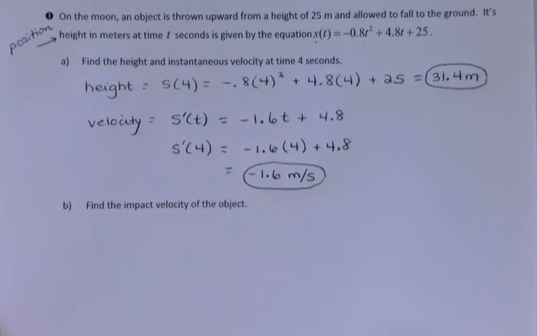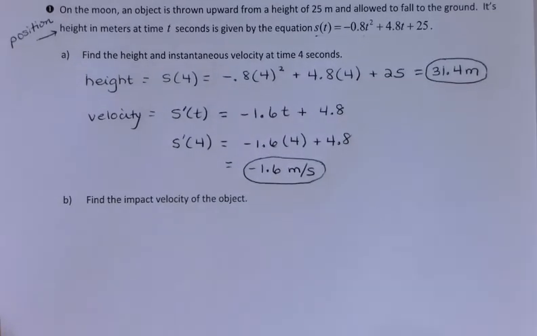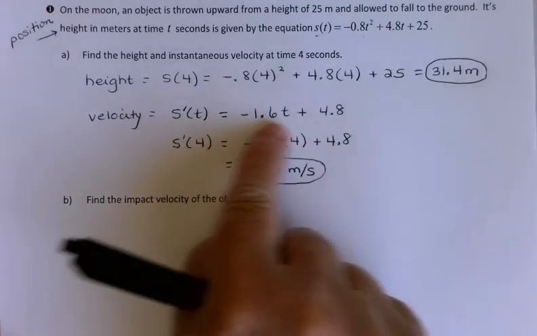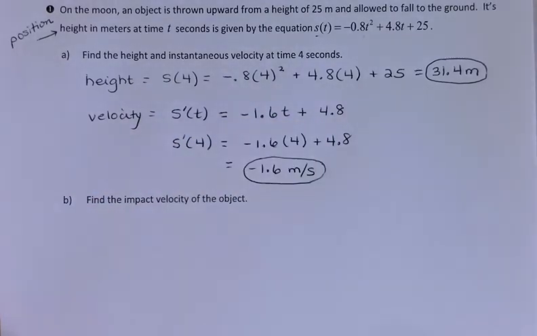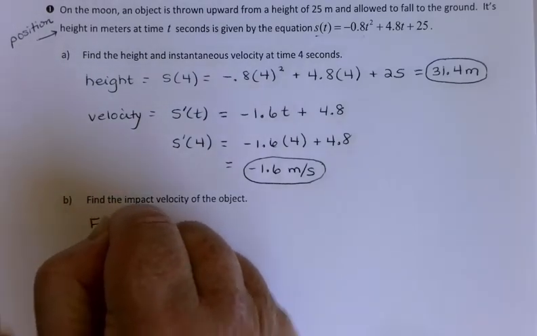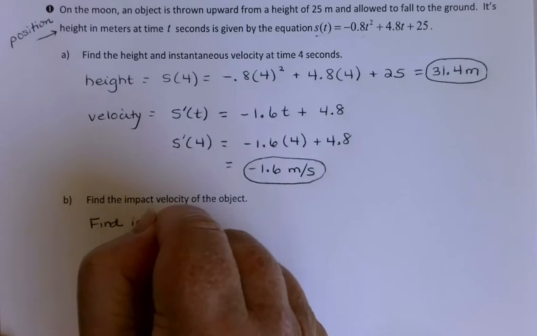All right, Part B, we're asked for the impact velocity of the object. So how fast is it going instantaneously at the moment it strikes the ground? In order to figure this out, the first thing I need to know is when does it hit the ground, so that I have a time to plug into my velocity equation. Right now I don't have a time to plug in. So, first of all, I'm going to find the impact time.